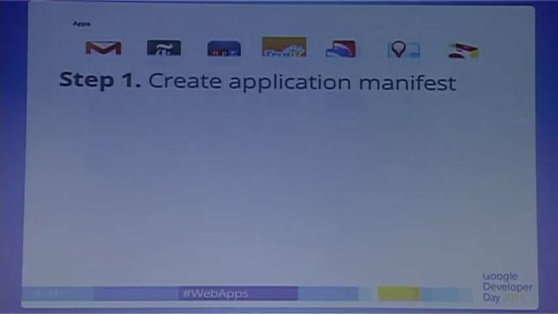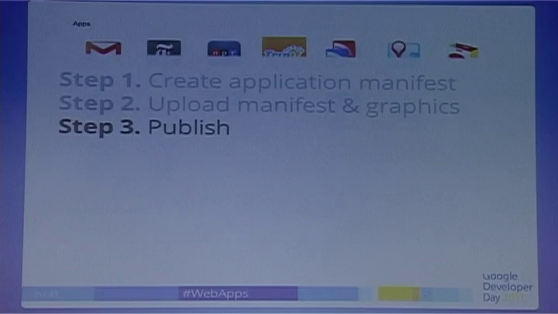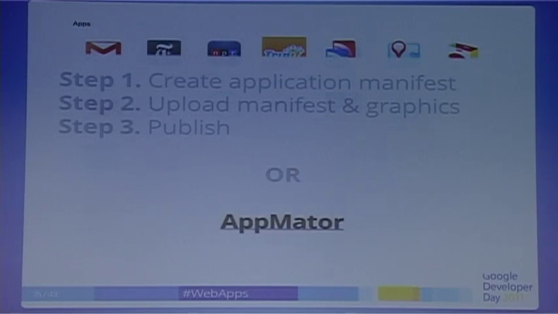So the first step to create a new app is you create an application manifest, you upload the manifest and the graphics, and you publish it. There's a single form on the Chrome Web Store page that you just have to fill out, add in the screenshots, the icons for the application and the application itself, and you should be good to go. Or you can use AppMator to do the manifest for you. AppMator just takes your website and turns that into a Chrome Web Store app.